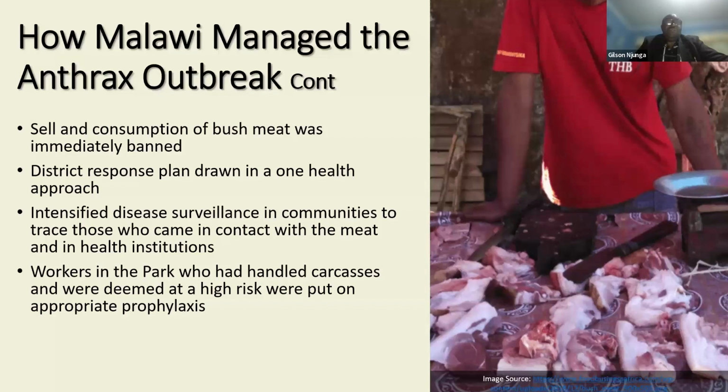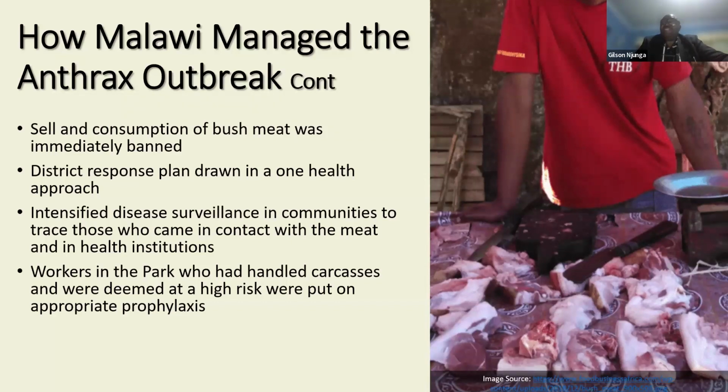Then the district response plan was drawn up in a One Health approach, as I said earlier, and we intensified disease surveillance in communities and health institutions to trace those who came in contact with the meat. This surveillance was not just on the animal side, but also on the human side. For the human side, they used health posts, small satellite health posts within the district where people come if they get sick. In all those areas, we were doing active surveillance, not just passive surveillance.